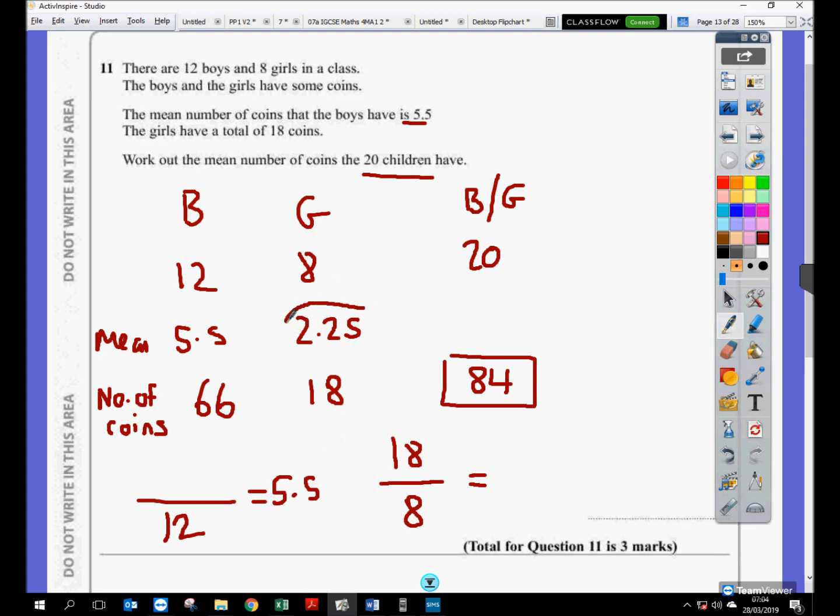As you can see, I was able to work out the girls' mean, but it's not actually relevant to the question, because I'm working out the mean number of coins that 20 children have. To do that, I need to look at the boys and girls column, and know how many coins there are altogether and how many children there are altogether. So there are 84 coins altogether and 20 children altogether. We divide 84 by 20. This gives us an answer of 4.2.